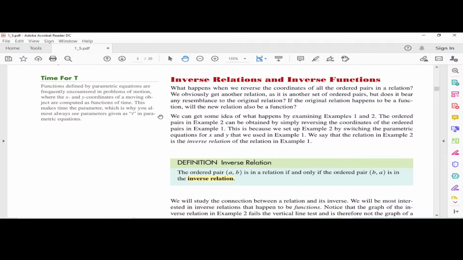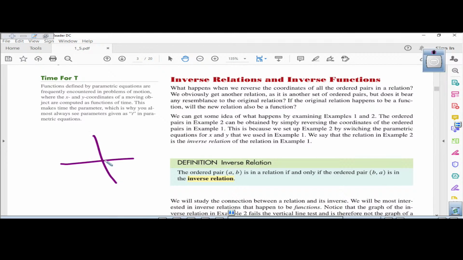Before we start, an inverse relation, an inverse function. I want to point out the word relation here. For example, if you have a graph that looks like this, how do you know if it is a function? Exactly, if it passes the vertical line test. So I'm going to go here and do this and that, vertical line test. Don't forget that.